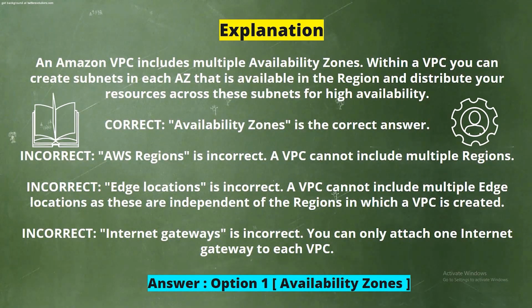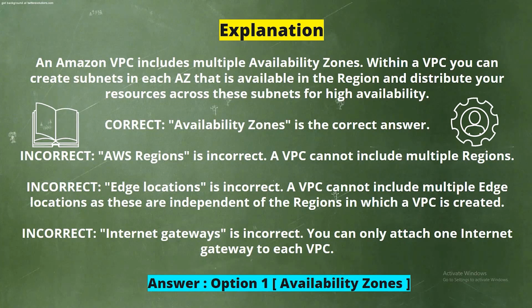Explanation. An Amazon VPC includes multiple availability zones. Within a VPC you can create subnets in each AZ that is available in the region and distribute your resources across these subnets for high availability. Correct, availability zones is the correct answer.